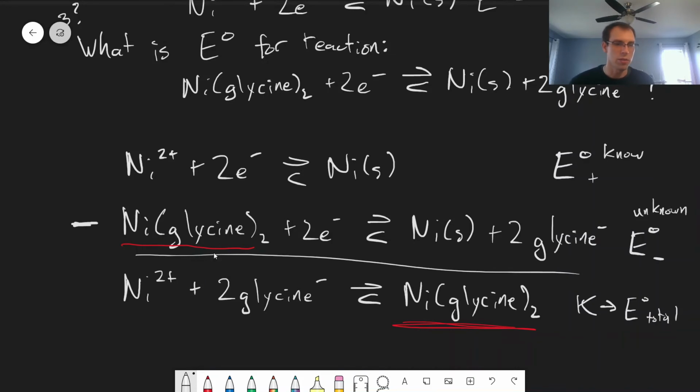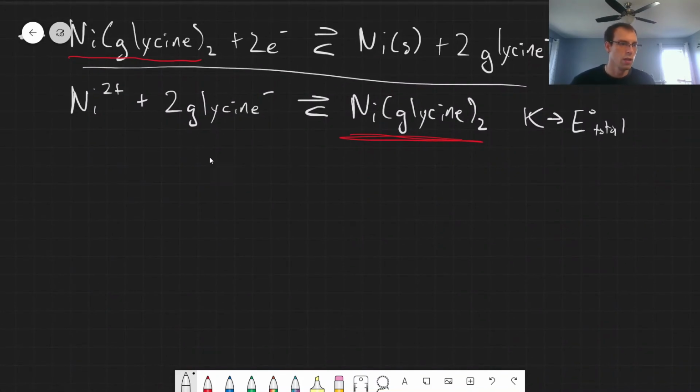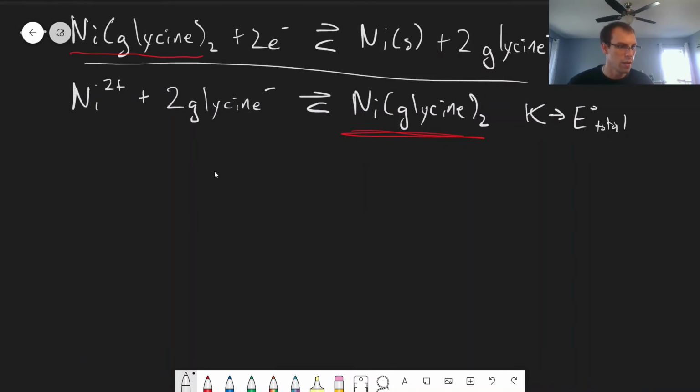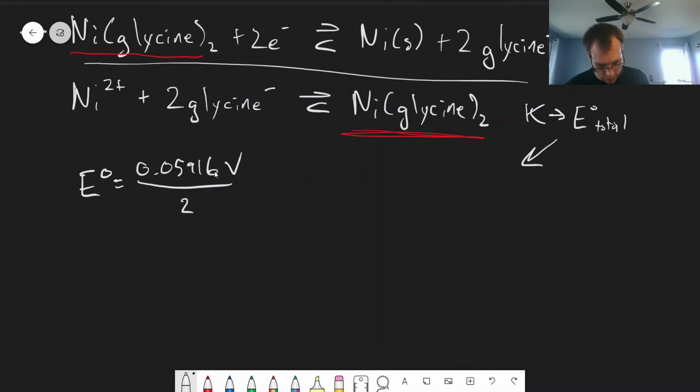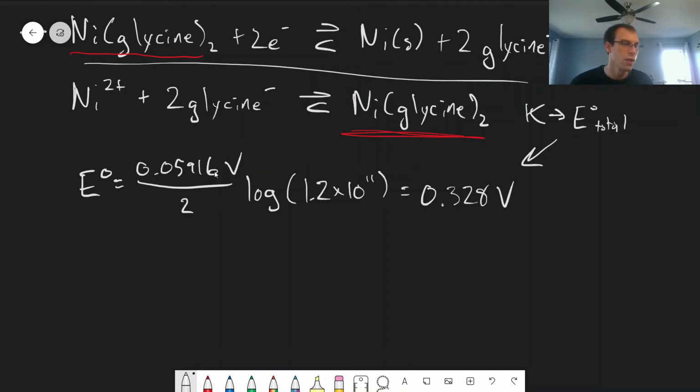All right, so let's go ahead and go through this. Let's do this step first. We can use the version of the equation where E naught is equal to 0.05916 volts over n times log of K. In this case, n is equal to 2. We have 2 electrons involved in our reaction. K here is 1.2 times 10 to the 11th. If we plug that in, we get that E naught from that K value is 0.328 volts.